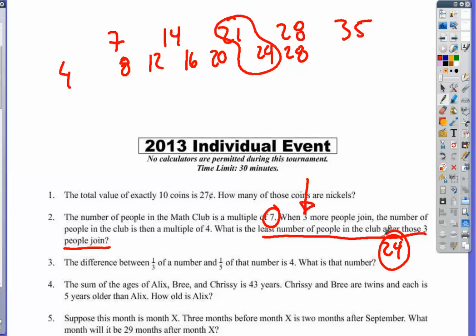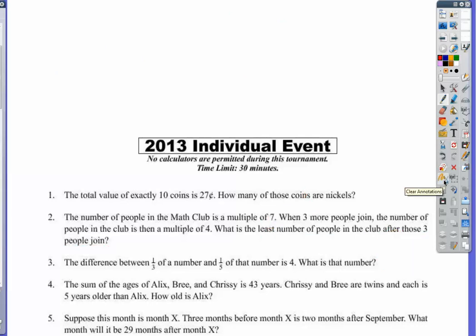All right. Last problem. The difference between 1/3 of a number and 1/5 of a number is 4. What is the number? That looks off-putting, doesn't it? Well, it's actually not that bad. And by the way, "is" equals when you write equations. So I'm going to turn this into an equation.